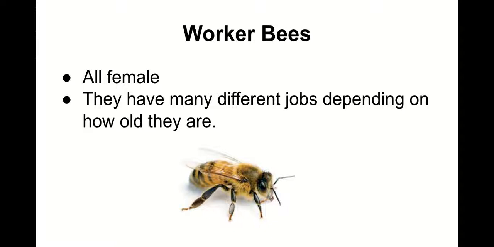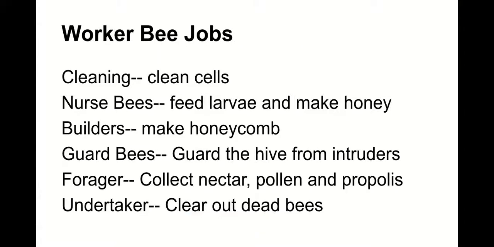The worker bees are all female. So the majority of the hive, that means about 10,000 to 40,000 bees, are female. And they have different jobs depending on how old they are. When the adult bee first emerges from the hive, they become a cleaner bee, which means they go around and clean the cells near them. After a few days of doing that, they graduate to be a nurse bee. A nurse bee feeds the larva and makes honey. After that, they become a builder, which means they build the honeycomb.